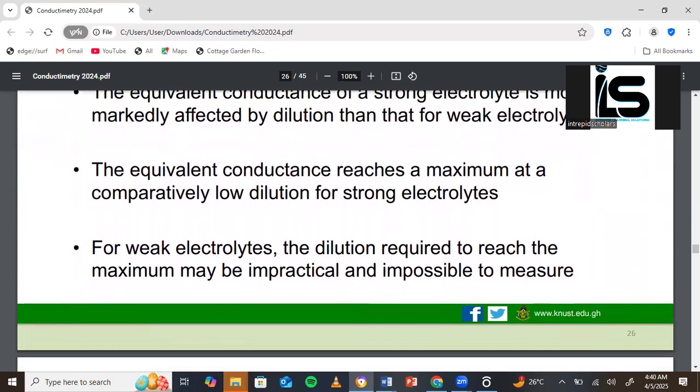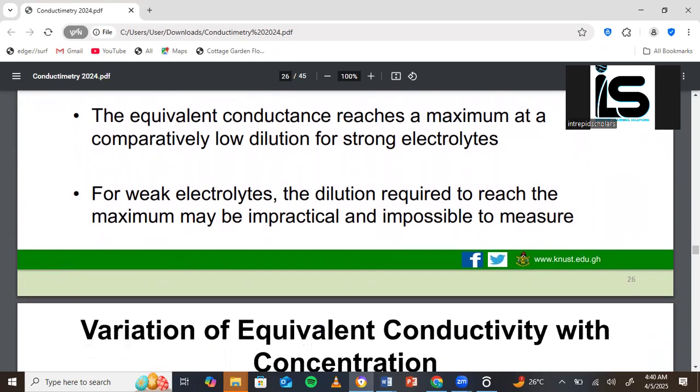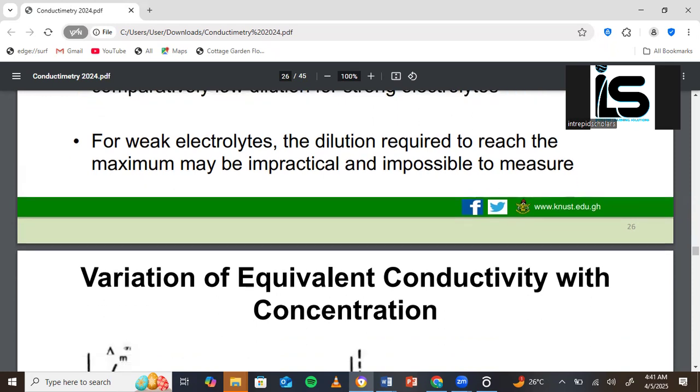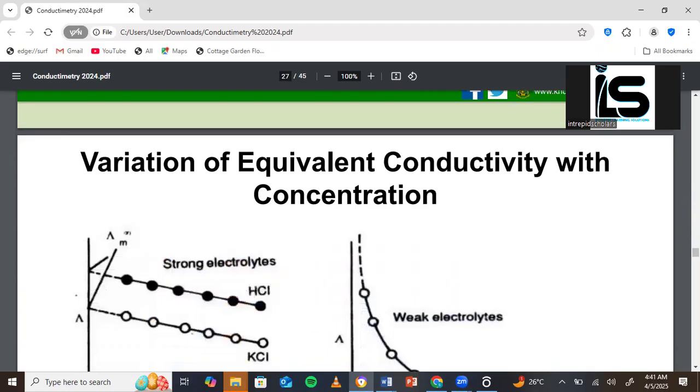The equivalent conductance reaches a maximum at a comparatively low dilution for strong electrolytes, because the strong electrolyte is completely ionized. So low dilution can make it reach the equivalent conductance at infinity, the maximum. Now, for weak electrolytes, the dilution required to reach the maximum may be impractical or impossible to measure.